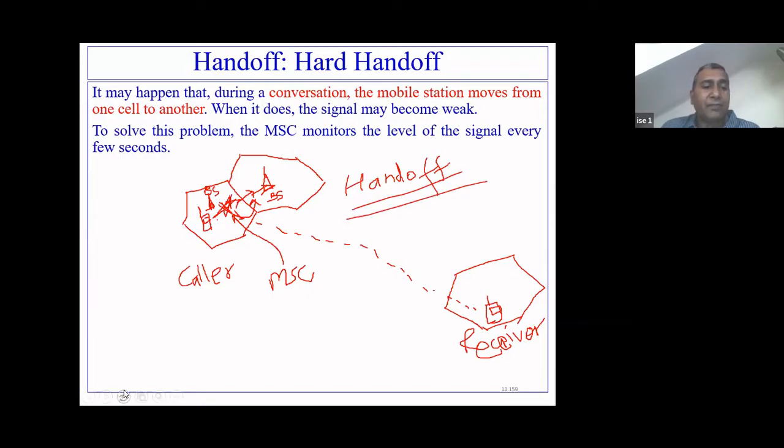So this is how the person can go on moving seamlessly. Seamlessly means if he moves in this direction, there will be a cell. So from this base station, the connection will be cut and another base station connection will be established without disturbing. The caller and receiver will never know that the connection has been cut off from the current base station and a new base station has taken over the connection. So this is called handoff.